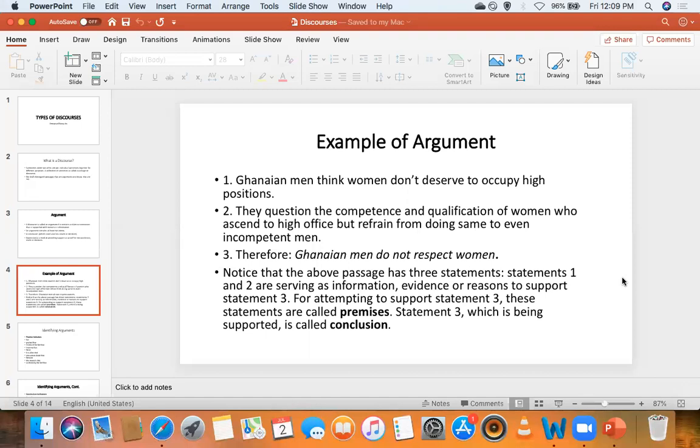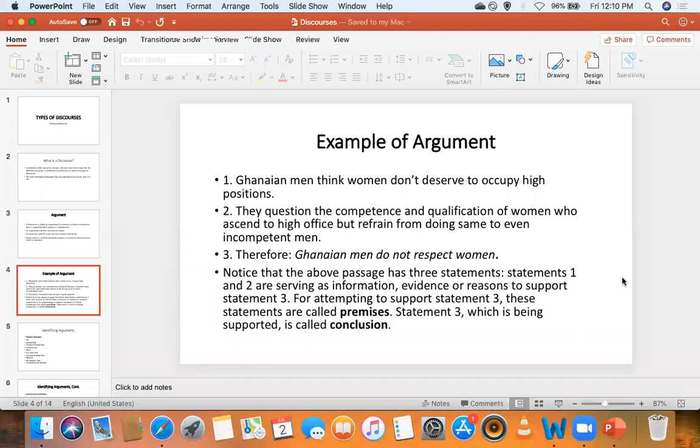So, example of an argument. Statement one, Ghanaian men think women don't deserve to occupy high positions. Statement two, they question the competence and qualification of women who are sent to high office, but refrain from doing the same to even incompetent men. Statement three, therefore, Ghanaian men do not respect women. So notice that the passage has three statements. Statements one and two are serving as information, evidence, or reasons to support statement three.